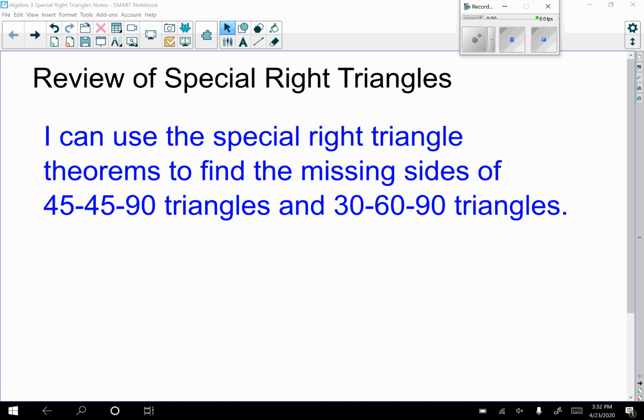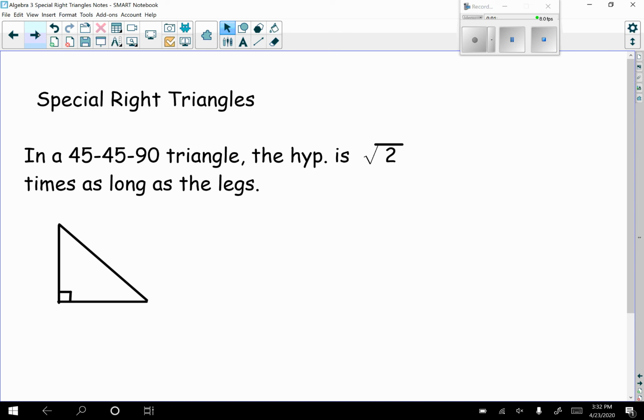There's going to be a couple ways I write out the facts here. So in a 45, 45, 90 degree triangle, the hypotenuse is radical 2 times as long as the legs. So when we're looking at a 45, 45, 90, both angles are going to have the same measure, which really means it's an isosceles triangle. Then both legs are going to be equal.